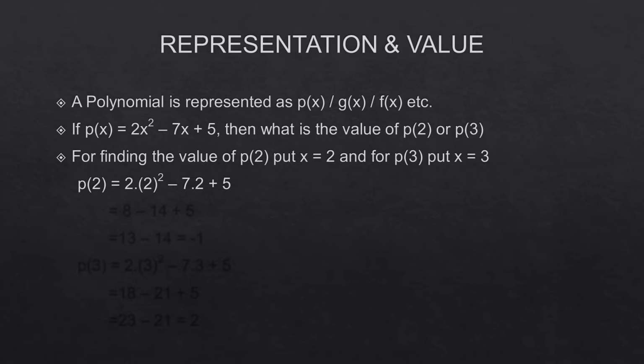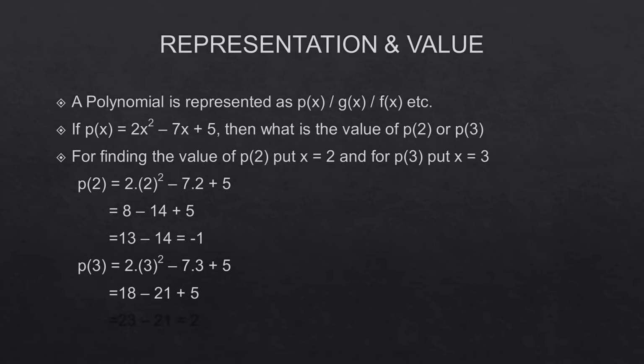So in this we have put the value of x in the first case as 2, so it becomes 2 into 2 square minus 7 into 2 plus 5. The dot is actually a multiplication sign. This is equal to 8 minus 14 plus 5, so this is equal to minus 1. And in the second case, we are putting the value of x equal to 3. So it is 2 into 3 square minus 7 into 3 plus 5. So it is 18 minus 21 plus 5, which is equal to 2.